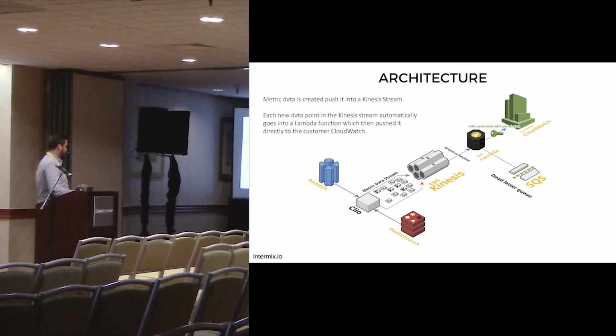And we decided to use Kinesis and Lambda. The way that the system works is we have workers that will generate metrics. They will push them onto a Kinesis stream. And then we have two Lambda functions. One is an async Lambda function that will pop messages off of the Kinesis queue. And then it'll trigger another Lambda function that will actually push the messages into CloudWatch in this case.